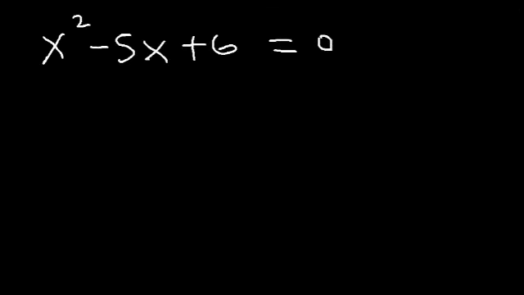Now, let's say we have a trinomial. x squared minus 5x plus 6 is equal to 0. How can we factor this expression to solve for x? Notice that the leading coefficient is 1. What you need to do is find two numbers that multiply to 6, but add to the middle term, -5. So 1 and 6 won't work.